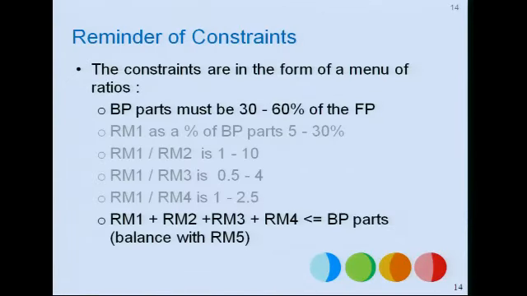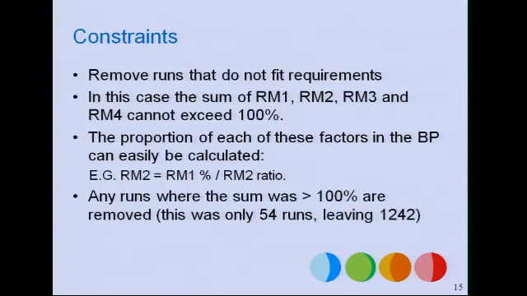So going back to the constraints, the only ones that I've dealt with are these 4 in the middle here. I still need to think about this constraint here, that the sum of those parts needs to be less than the whole of the BP. So that was the next one to deal with. Basically, you can back calculate and work out the proportion for each of those. I know the proportion of my raw material 1, so I can calculate the proportion in my base powder of raw material 2. So I could calculate that for each of the runs and simply eliminate the ones that didn't satisfy that constraint, which in this case was actually only 54.